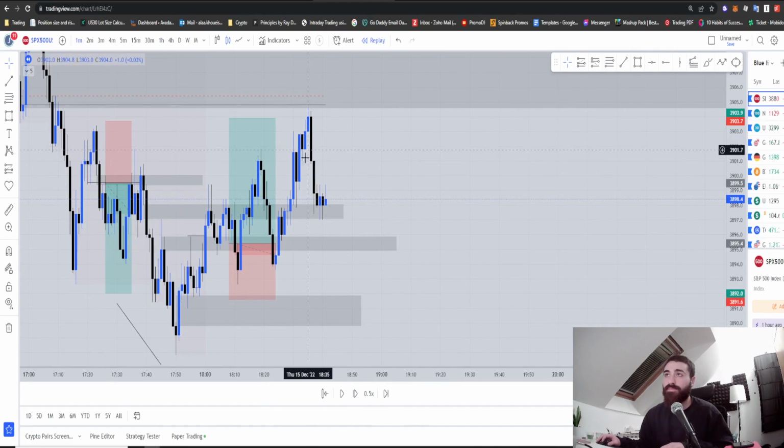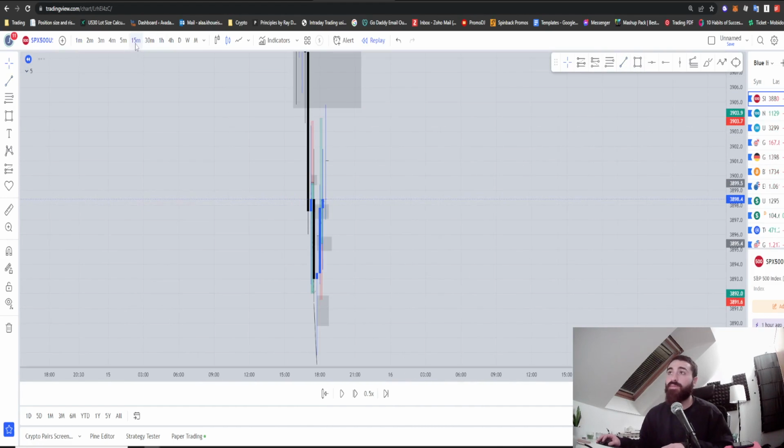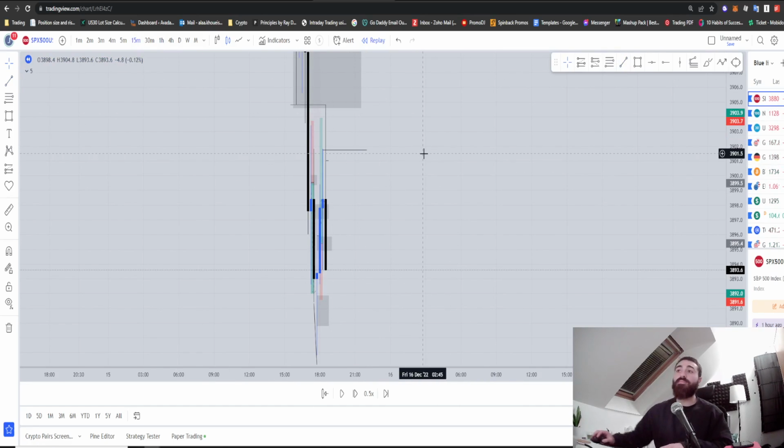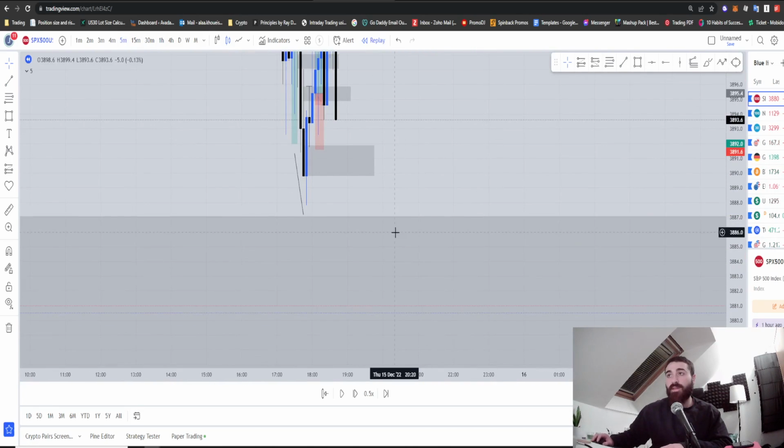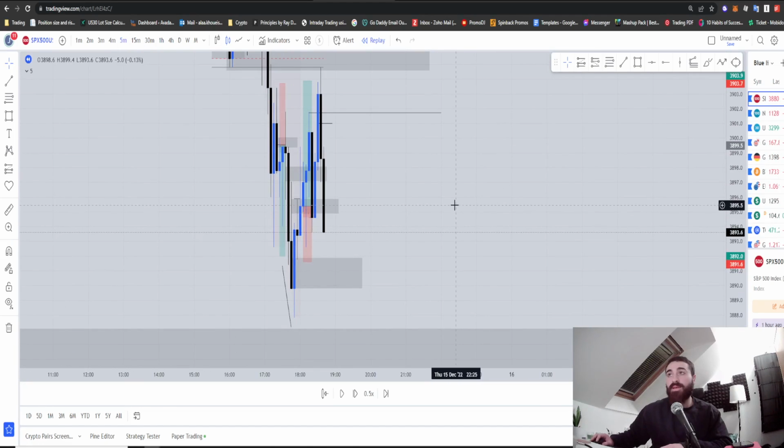Okay, we did break here. Now basically my bias is bearish, because as we can see, boom, it's a big liquidity grab. Okay, and our target hasn't been met yet. Sorry, our target with a 1 hour fair value gap. So that's my target.